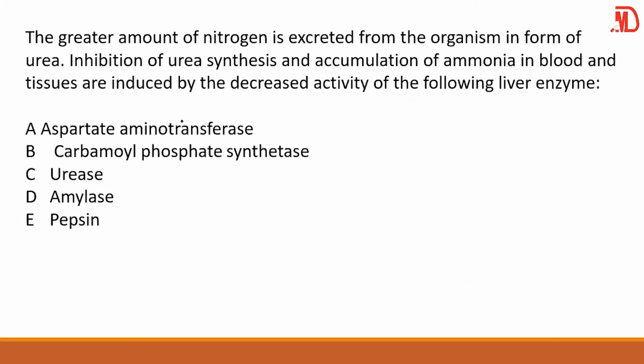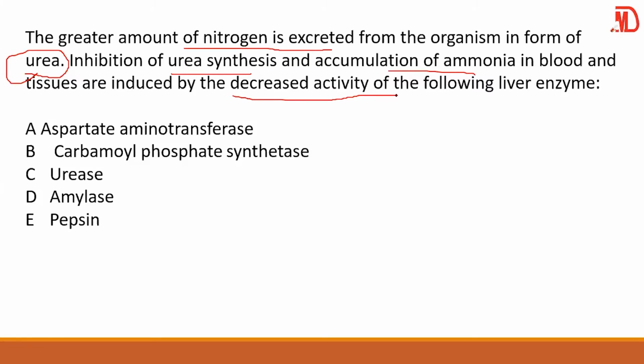Now we have what? The greater amount of nitrogen is excreted from the organism in the form of urea. Now, inhibition of urea synthesis and accumulation of ammonia in the blood and tissues are induced by a decreased activity of which liver enzyme?